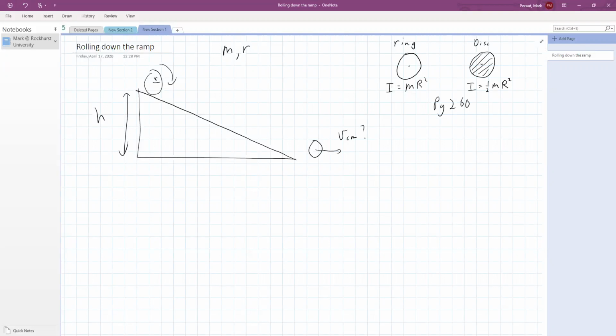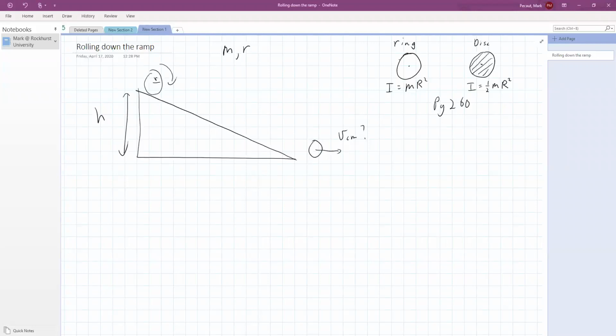So the ring has a moment of inertia that's mr squared, and the disk has a moment of inertia that's exactly half of that. The reason for this is that the ring is so big, of course, all of its mass is on the edge. So all of that mass is a distance r from the axis, and so of course the moment of inertia is just going to be m times the distance away from the axis squared.